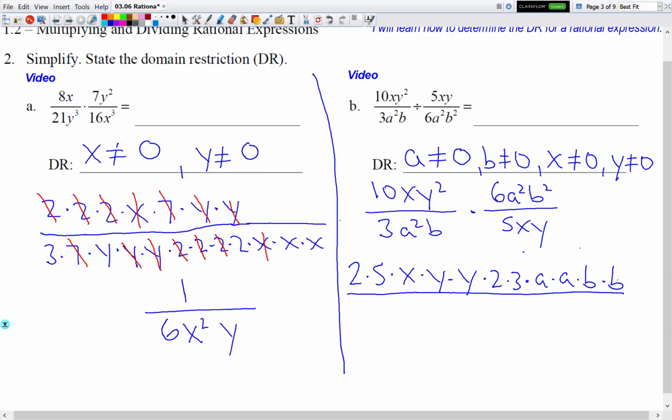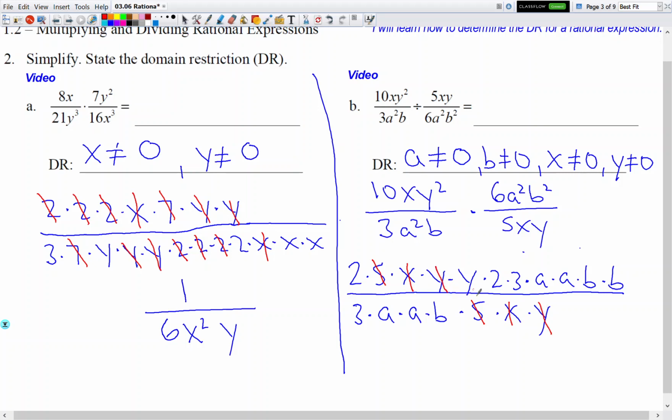Okay, then the bottom I'm going to do 3 times A, times A, times B, and then times 5, times X, times Y. Okay, so that was actually not that fun, because the bottom didn't really have anything to rewrite. Okay, so let's cross out things that match. So do I see a 2 on the top and the bottom? So I'm just going to go left to right, yeah? I see a 5, I see an X, I see a Y.